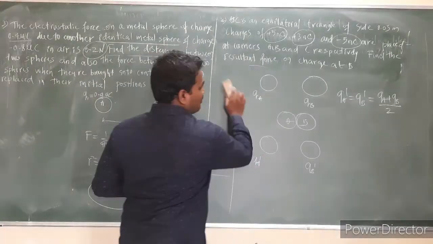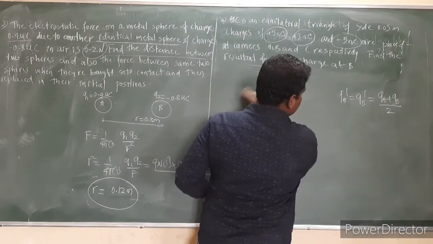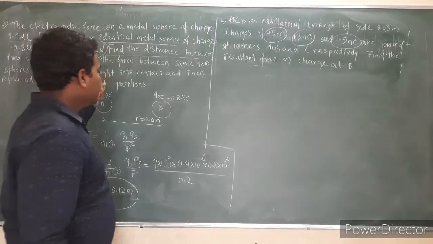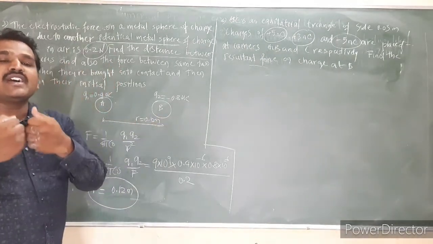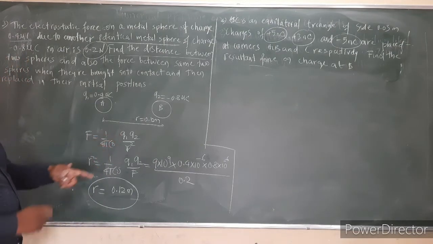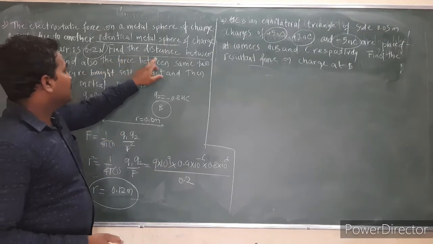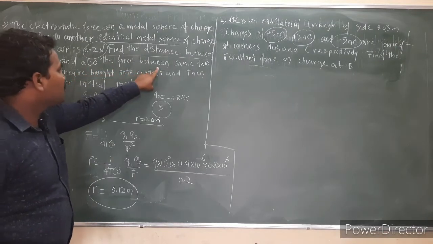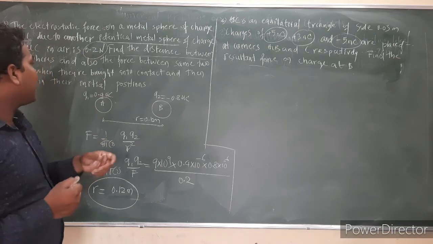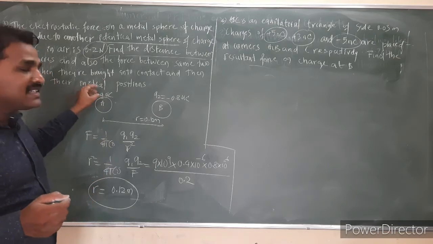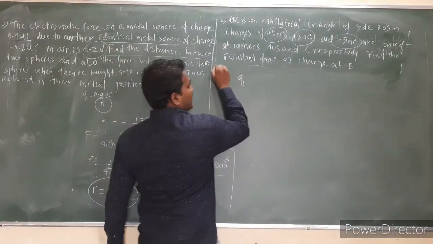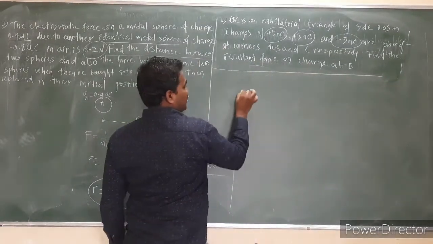So by using this concept, what we can do here is find the new charge. Here also they have done the same thing. These metal spheres are brought into contact with each other and then again they are placed at the same initial distance of 0.12 meter. Read here what they have done. Find also the force between the same two spheres when they are brought into contact and then replaced in their initial positions.